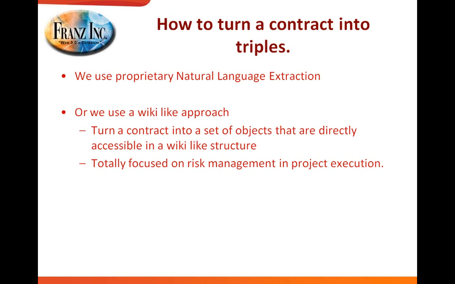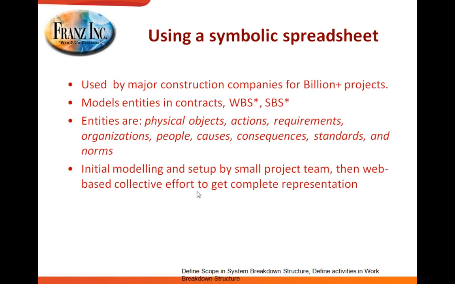And so now the question is, how do you turn these contracts into triples? Well, there's two ways we can do it. We can use some kind of natural language extraction that we've developed, or we can use a wiki-like approach, where we turn a contract into a set of objects that are directly accessible in a wiki-like structure. And so we use for that kind of a symbolic spreadsheet in the form of a wiki.